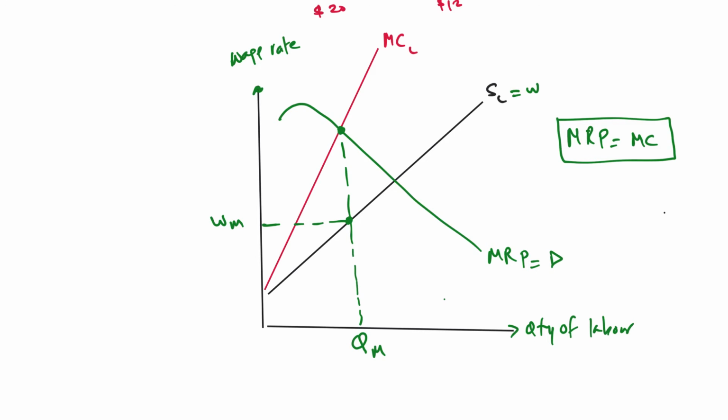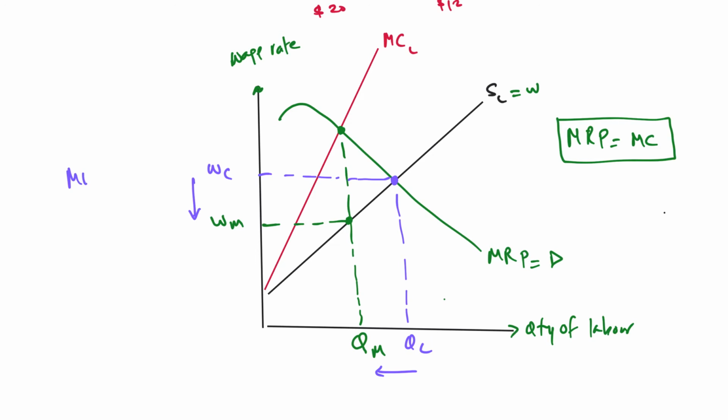Now, if this same market was under perfect competition, are we happy with the WM and QM? If the same market now was under perfect competition, we would have paid them where demand and supply was equal. Perfect competition pays when demand and supply is equal. So the monopsony would have paid you WM and QM, but perfect competition would have paid you WC and QC. So what I'm saying here is that monopsony, by being powerful, does two things. Number one, it pays you less. Number two, it employs less.